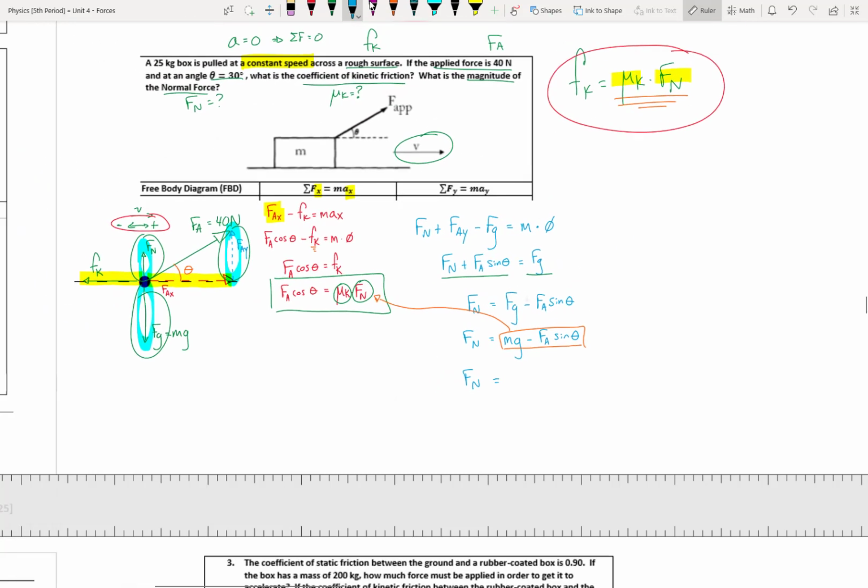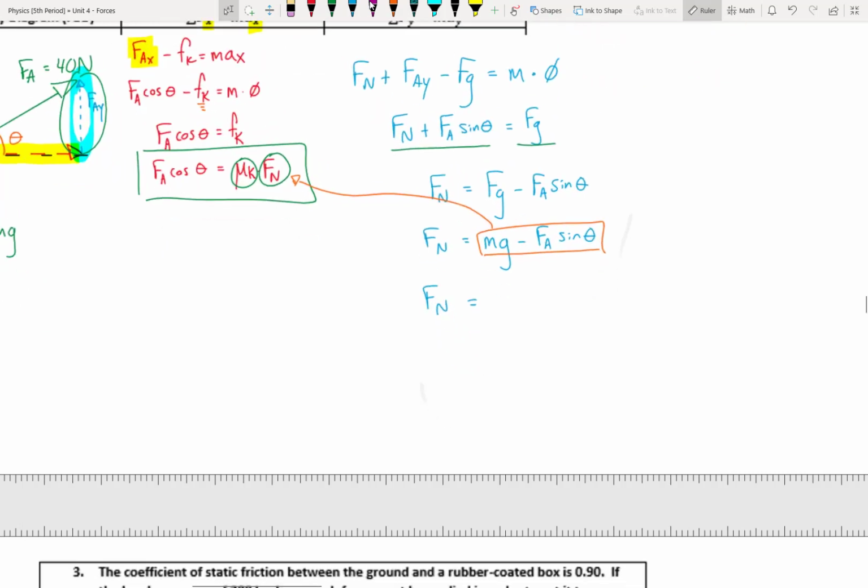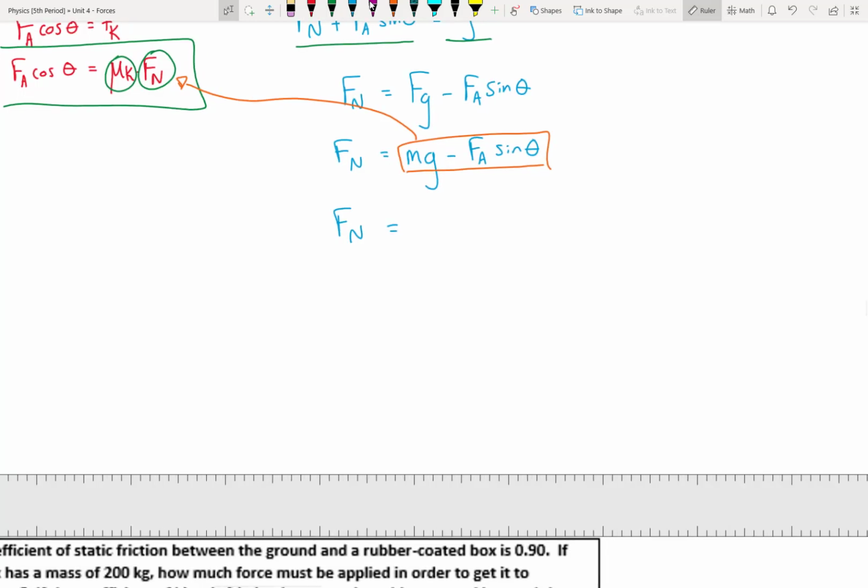Mg, we just got to look back at our problem. What's given? We have a 25 kilogram box. Little g is going to be 10. Fa is 40 newtons. And our angle is 30 degrees. I'm going to round, so I got 3 whole digits here. Normal force is going to end up being 230 newtons. Make sure you check you got degree mode in your calculator.